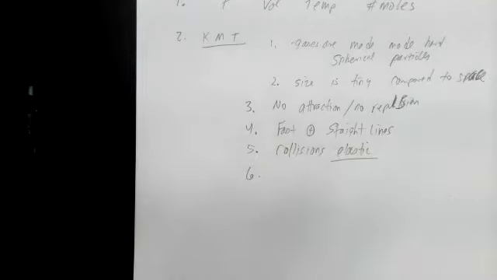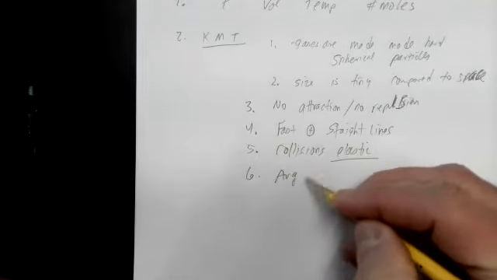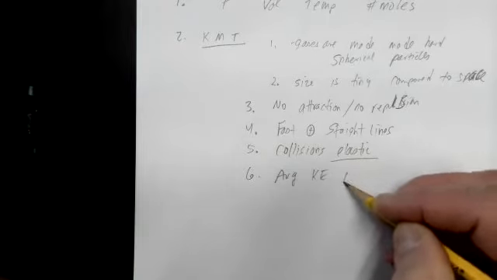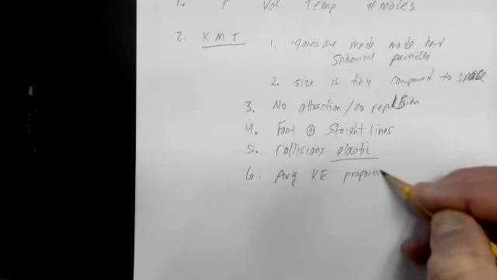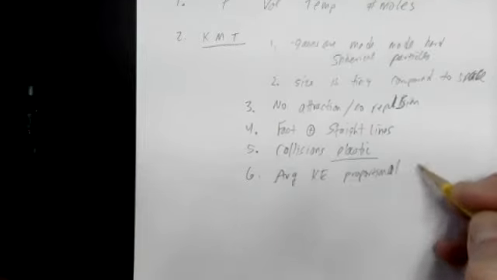The next part, let's see what else we can talk about. Average kinetic energy of a gas is proportional to Kelvin temperature. The hotter a gas is, the more kinetic energy it has. The less kinetic energy it has, the colder it is. And we always use Kelvin temperature. Always have to have Kelvin temperature because we can't have a 0 or a negative number in the denominator.